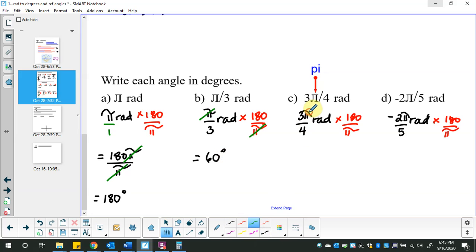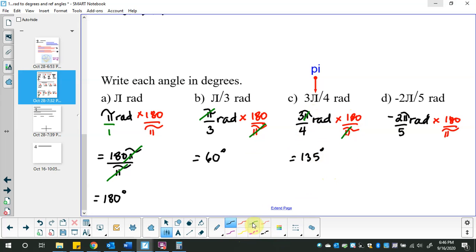Next question, pi top, pi bottom. So I can do 3 times 180 and divide it by 4. I'm going to do 180 divided by 4 first because it doesn't matter the order you do multiplying and dividing. 180 divided by 2 is 90, divided by 2 again is 45. 45 times 3 is 135 degrees. Don't forget your units.